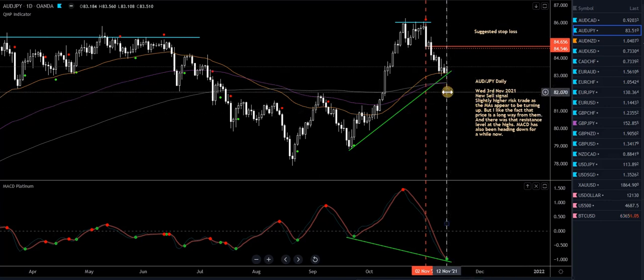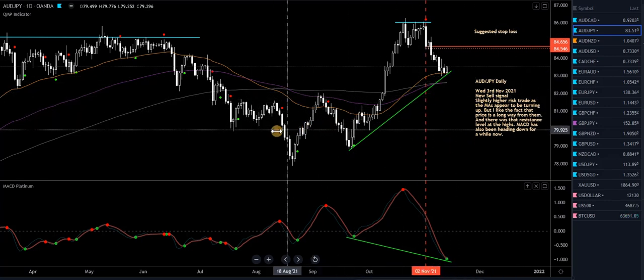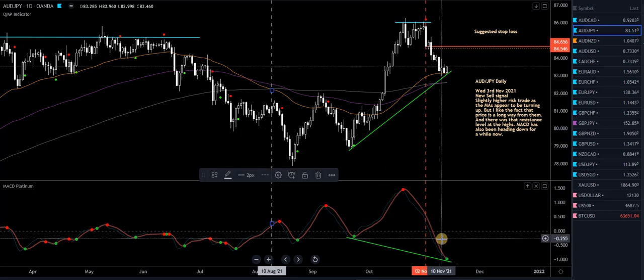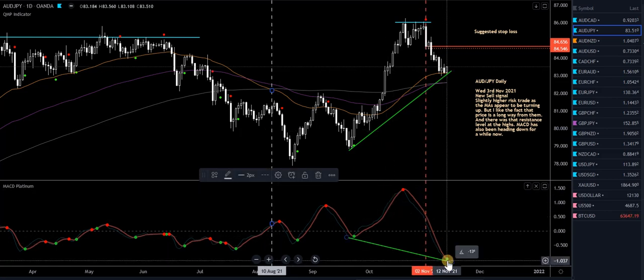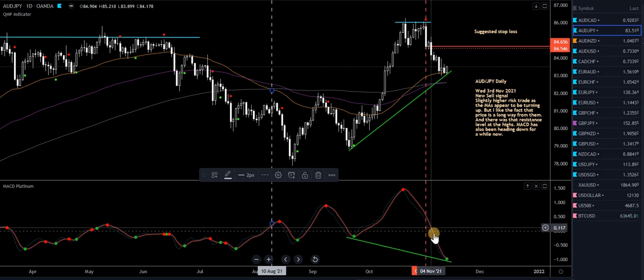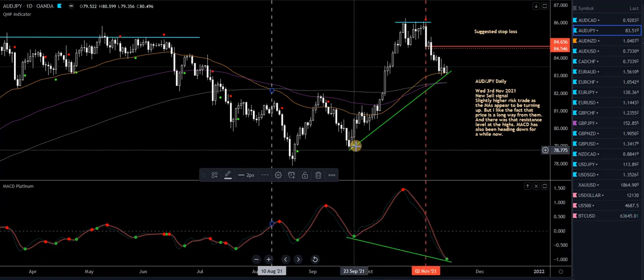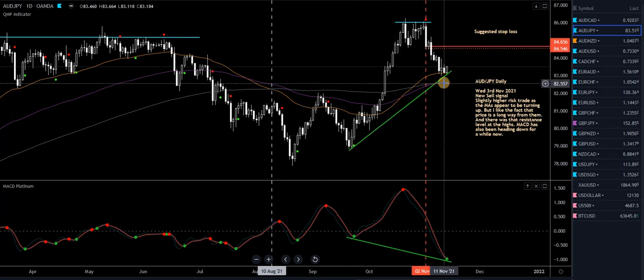Aussie, Japanese yen. All right, there's a grey line here. The reason for the grey vertical line is there's a green dot on the MACD Platinum below the zero level. So I'm in buy mode. Below the zero level, I'm in buy mode. In the meantime, I've started drawing my trend lines in.